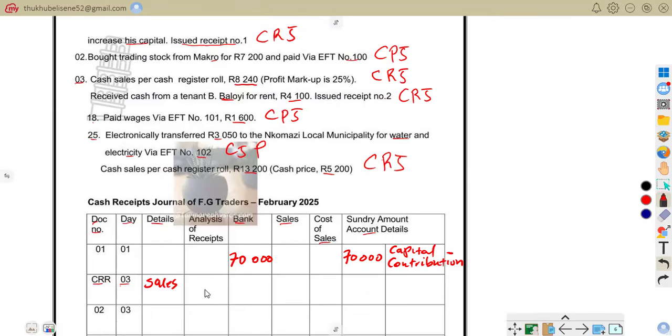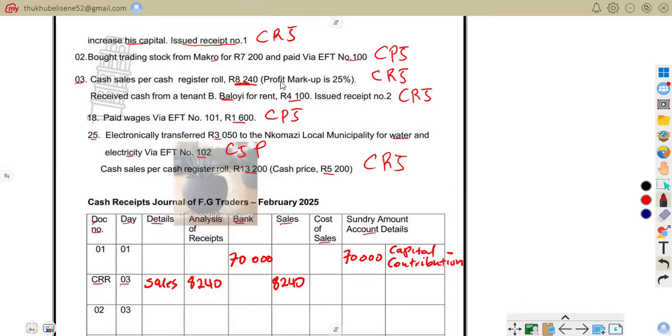Then analysis receipts are going to have what? 8,240, which is this one, 8,240. So we have a sales column. So we're going to put it under sales column, which is 8,240. So for us to sell this much, it means there are costs that we have incurred. So that is why we are going to look for cost of sales.